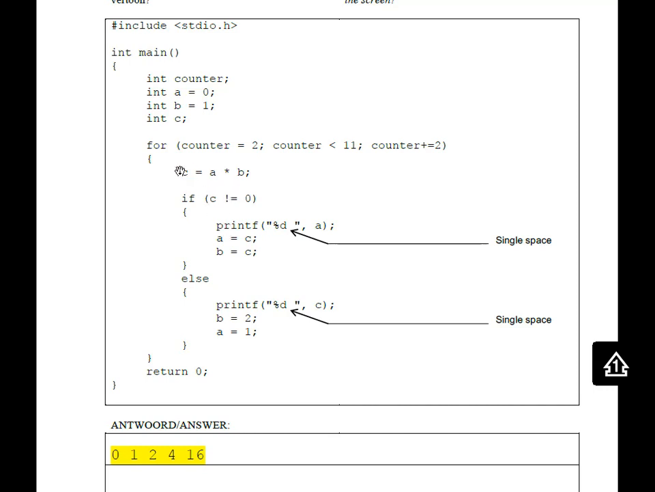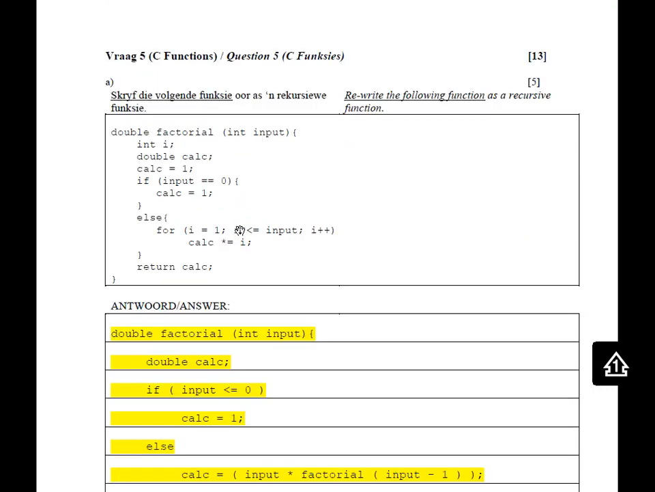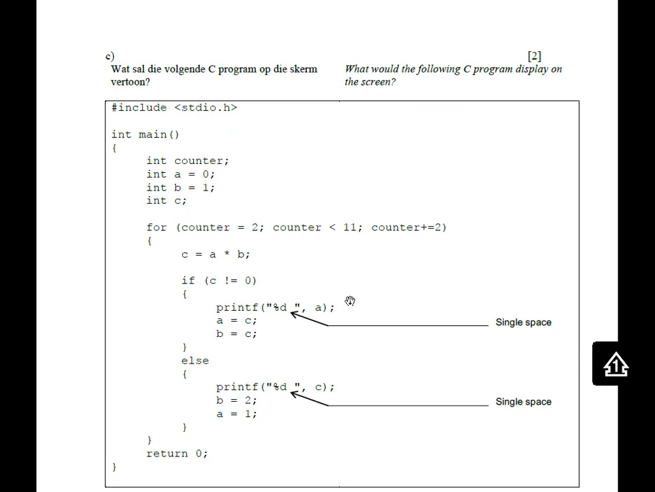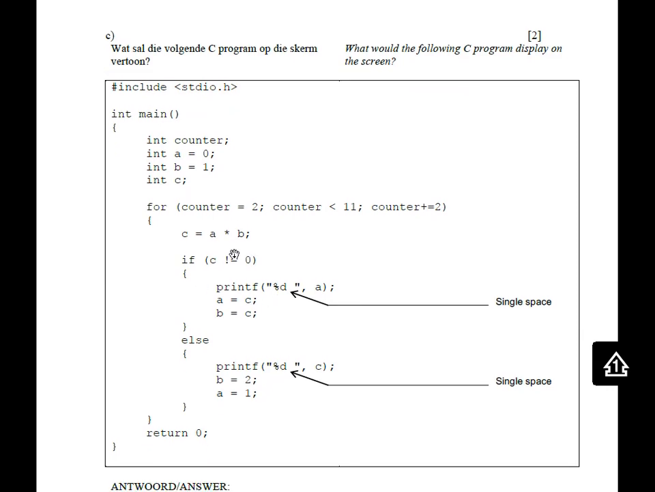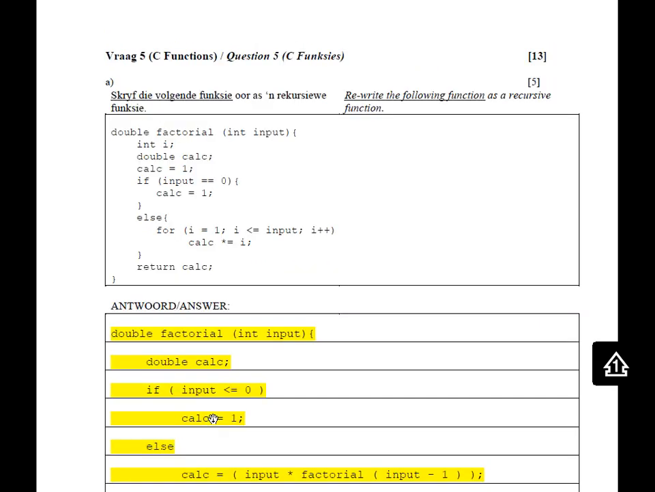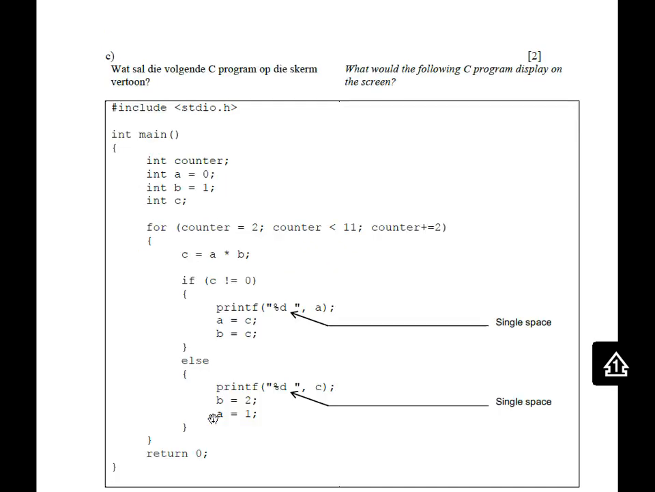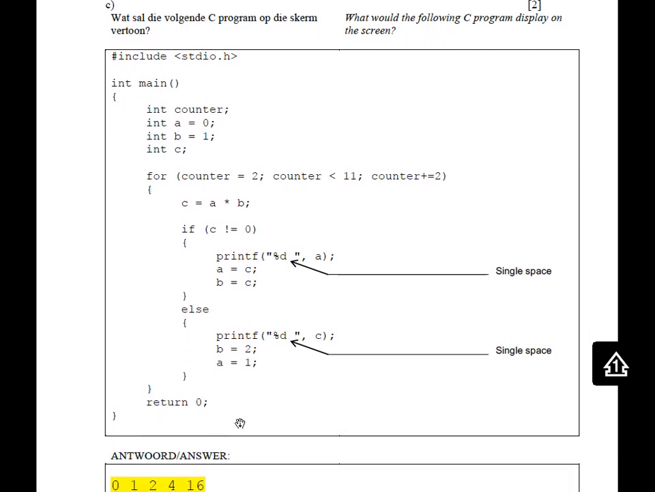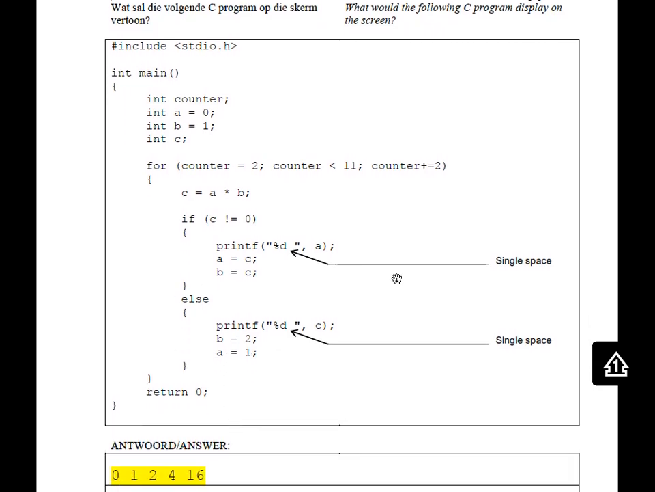Is it? Yeah, 2. We set the value of C. C is not equal to 0. Printf %d A. Print out the value of A. A is 1 over here, and we print out a 1 there. And then we just continue.